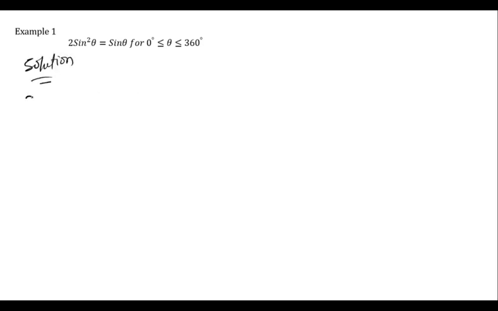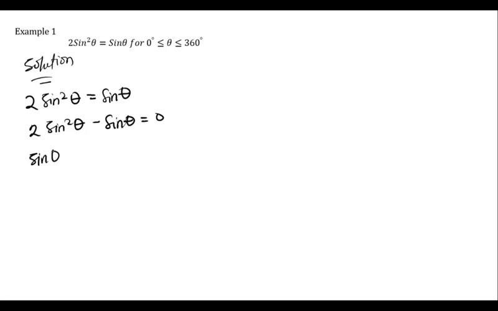So we have 2 sine squared theta is equal to what? Sine theta. So from here we just move sine theta to this side of the equation. So we have 2 sine squared theta minus sine theta is equal to what? 0. Now we can see we have sine theta common between this. So we factor out sine theta, then we have here sine theta into bracket 2 sine theta minus 1 is equal to 0.